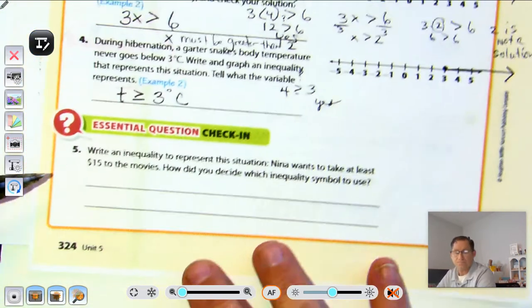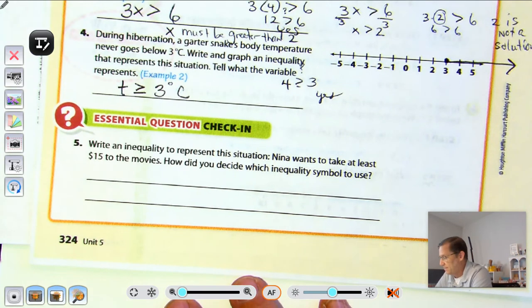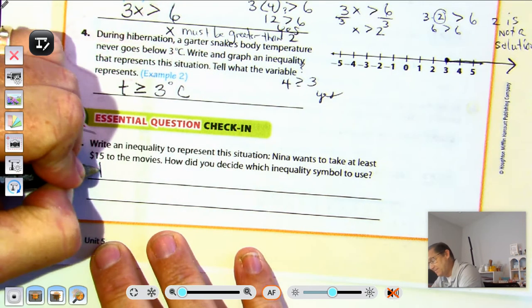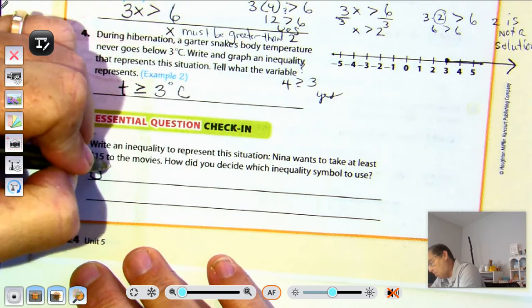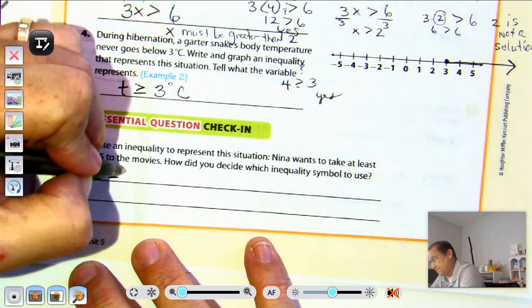Number 5. Write an inequality to represent this situation. Nina wants to take at least $15 to the movies. How did you decide which inequality symbol to use? All right. So she wants to take at least $15. So D, dollars, greater than or equal to $15.